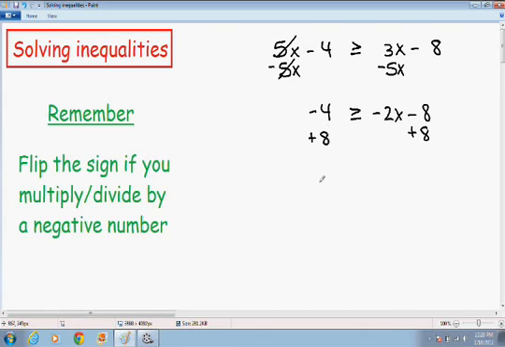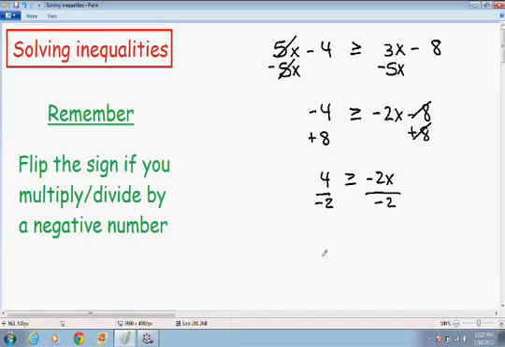Negative 4 plus 8 is a positive 4. The sign stays the same, which is greater than or equal to. And on the right-hand side, we have negative 2x, and the 8's cancel out. Now we need to get x by itself, and since the negative 2 is multiplied by the x, to get rid of that negative 2, I'm going to divide by negative 2.